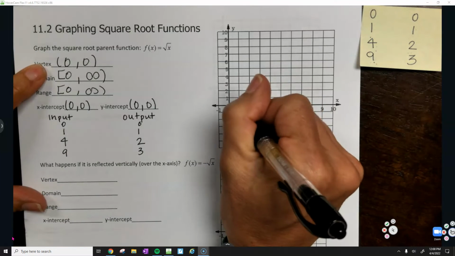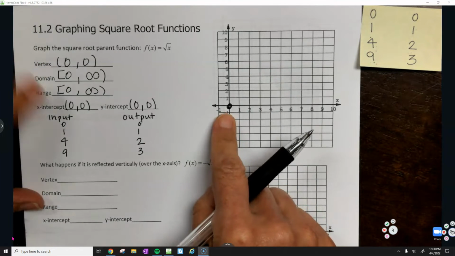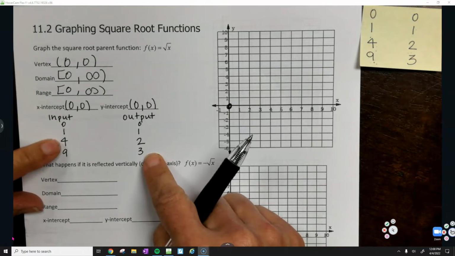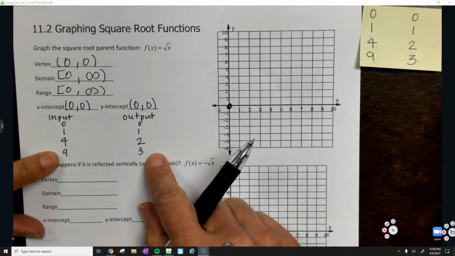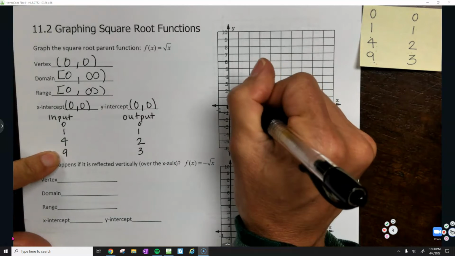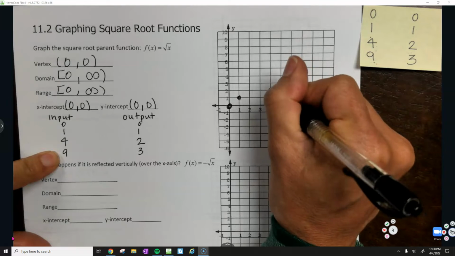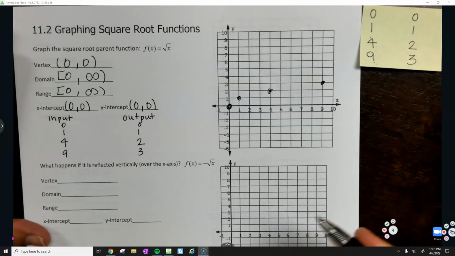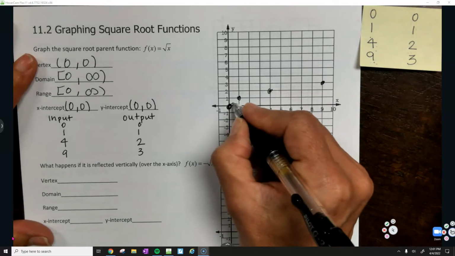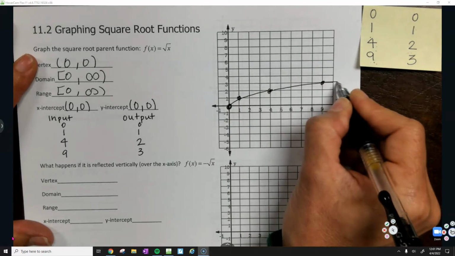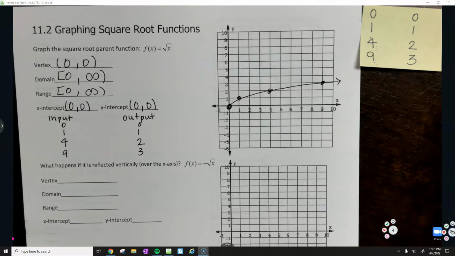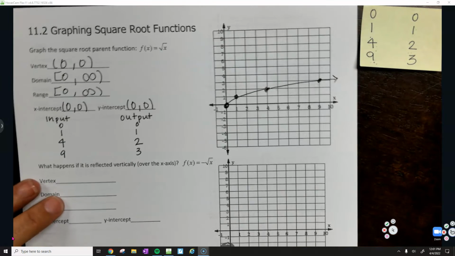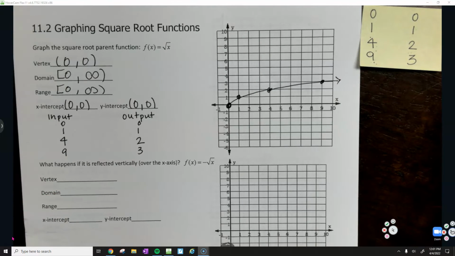So our starting place is right here at 0, 0. And guys, we're just going to graph these ordered pairs of 1, 1, 4, 2, and 9, 3. And you're going to see it take place, the shape of it going over to the right side of your paper. So after you plot all the points, just go ahead and connect. And then don't forget your arrow at the end. And remember, that is a parabola on its side, half a parabola on its side.